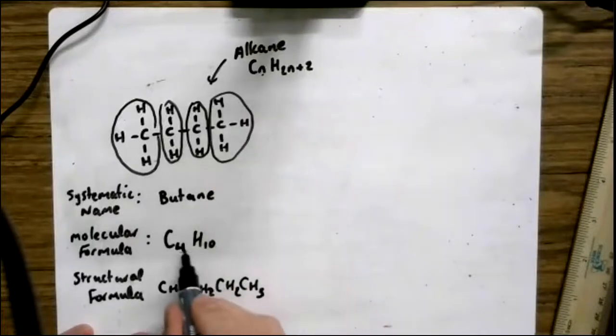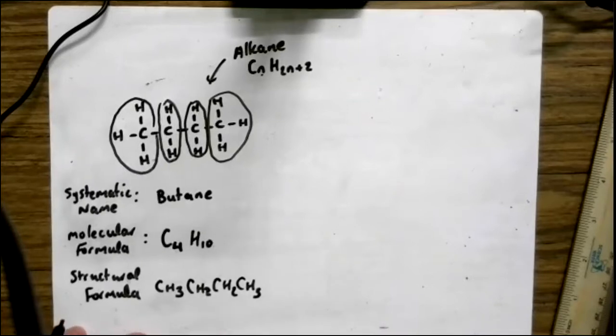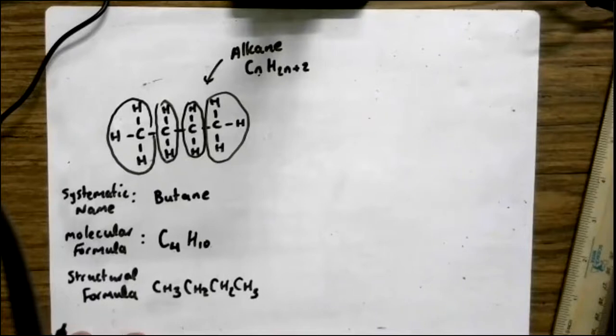Now, it should still be the same as this. There should still be, in total, 4 carbons and 10 hydrogens. 1, 2, 3, 4 carbons. 3 and 2 is 5, and 2 is 7, and 3 is 10 hydrogens. It's still the same amount of carbons and hydrogens.